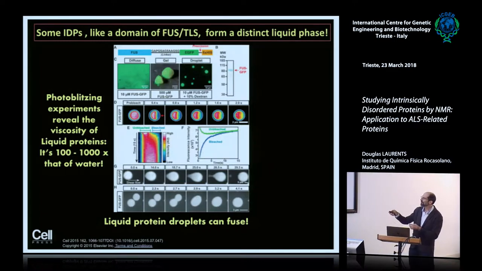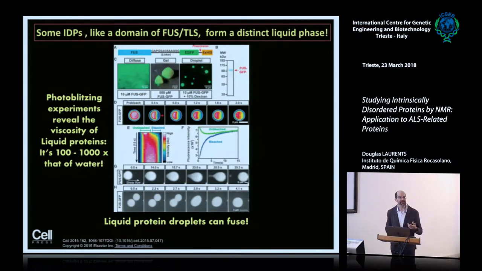So you can see that if I burn this half of the droplet, over time, molecules are diffusing through the droplet to make the other side fluoresce. And you can measure those kinetics of how long it takes for the molecules to diffuse. And from the rate of diffusion, you can determine the viscosity. So you can measure the viscosity of these droplets, and it turns out to be about 100 or 1,000 times more viscous than water. So it's about as viscous as glycerol, but it's still a liquid.